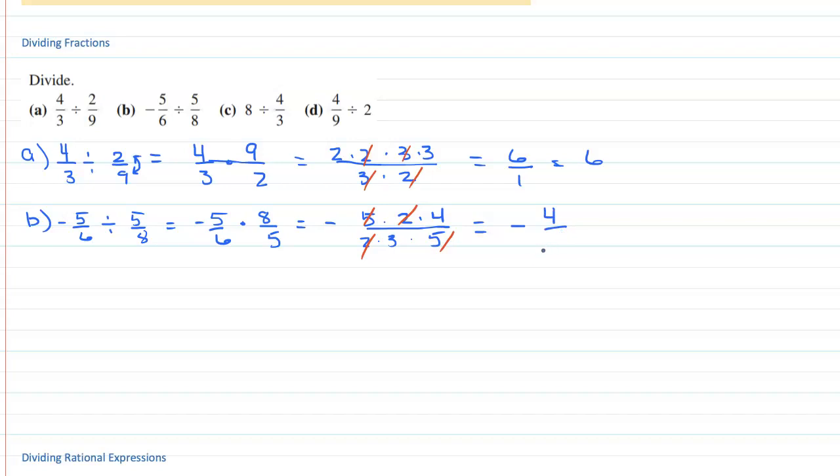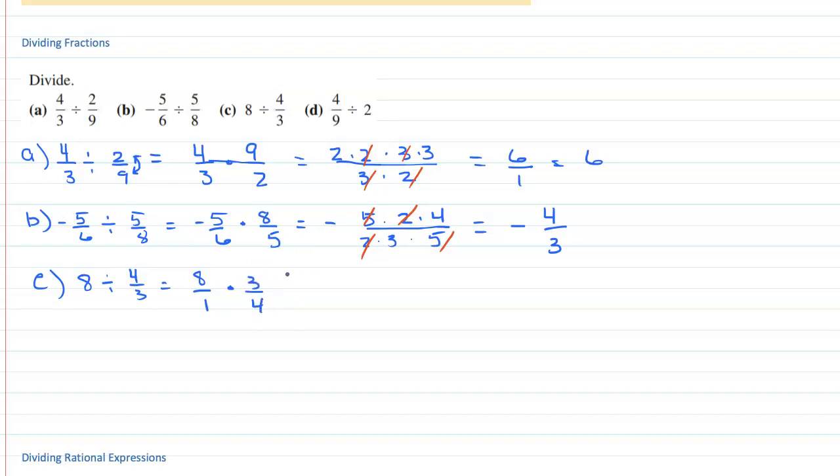All right, C, each of these is just a little bit different. So C is 8 divided by 4/3. So I'm going to rewrite both of these. So I get 8 over 1 times, and then I'm going to flip, take the reciprocal of 4/3, which is 3/4. So I switched it to a times, which means I need to switch it to the reciprocal.